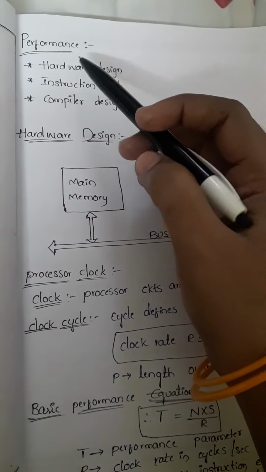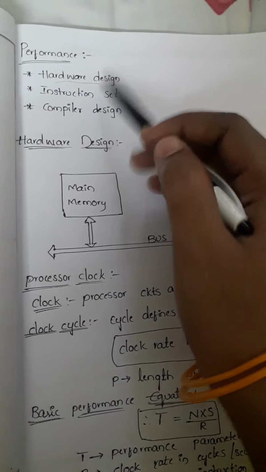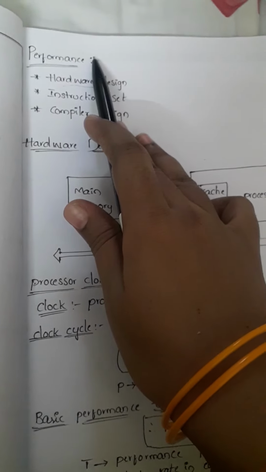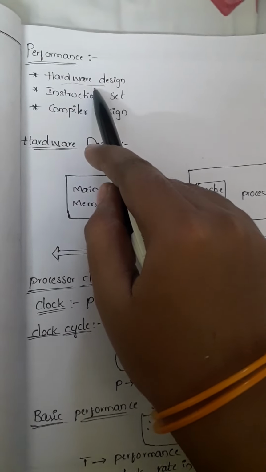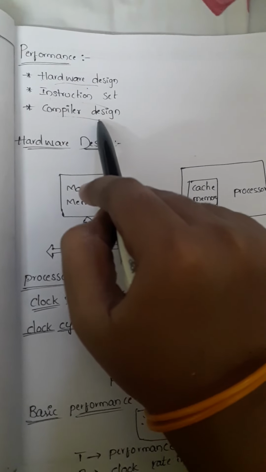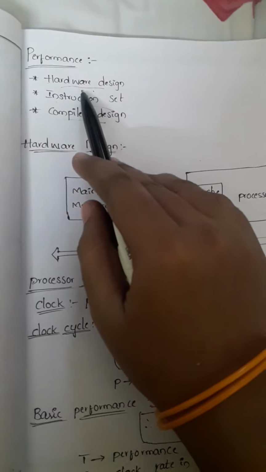So what are those factors? To achieve better performance in this computer system, we can follow some factors: hardware design, instruction set, and another one is compiler design. Now we'll go one by one.